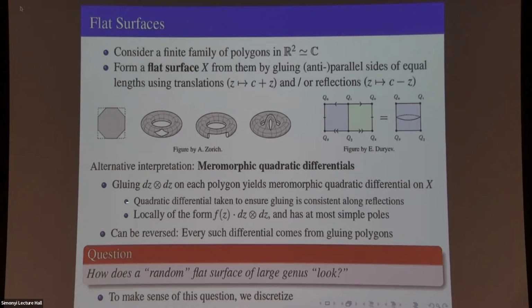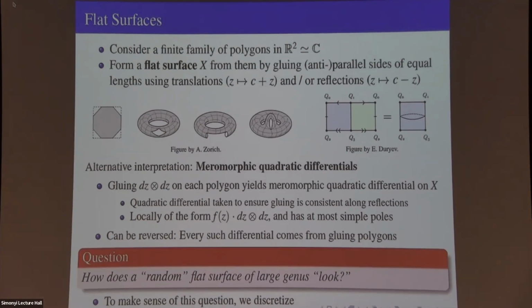The reason you want to have dz tensor dz, namely the reason you want to have a quadratic differential, is to make sure that the sign doesn't mess you up in the reflection, right? The reflection will flip the sign of dz, but if I have dz tensor dz, that sign is reverted back to what it was, to being 1, and now the gluing makes sense once again.